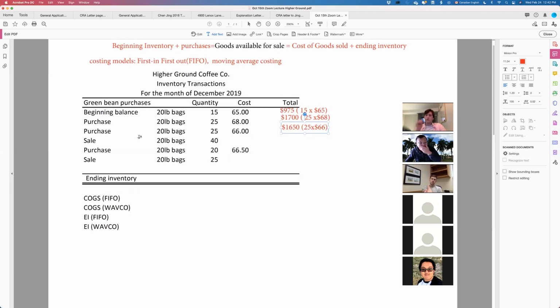Okay, and the third purchase. What's the third purchase here? So 20. This one should be easier. So it looks like 1,330. Is that right? Yeah, that's what I got. Okay, awesome.